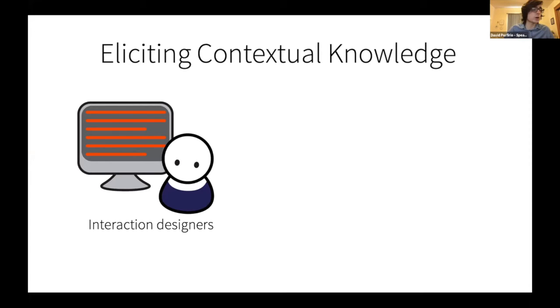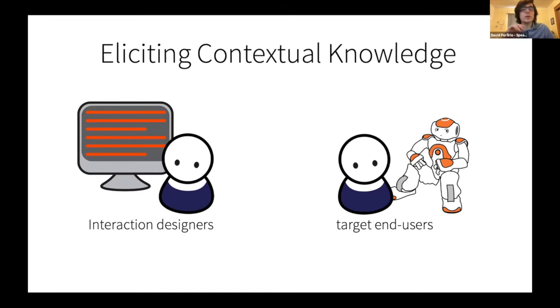Whereas we're currently focused on people designing interactions using, for instance, a graphical user interface, but then these interactions would be deployed for someone else to use, for some other target end user, we can start thinking about the users of these robots themselves and how they might be able to supply the knowledge of their own familiar interaction contexts.